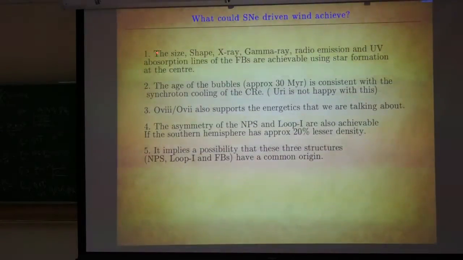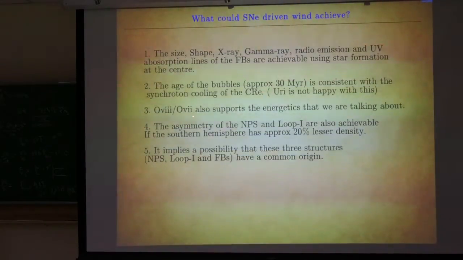To summarize, this model's size, shape, X-ray and gamma ray radiation are consistent. Of course, the radio emission I have not discussed much, but I am happy to discuss after the talk. The UV absorption is quite encouraging, but of course we need to do some more work to see why we don't get much negative velocity. Using the star formation at the center, the age of the bubble seems to be roughly 30 million years, which is consistent with the synchrotron cooling of the cosmic ray electrons that Roland pointed out this morning.